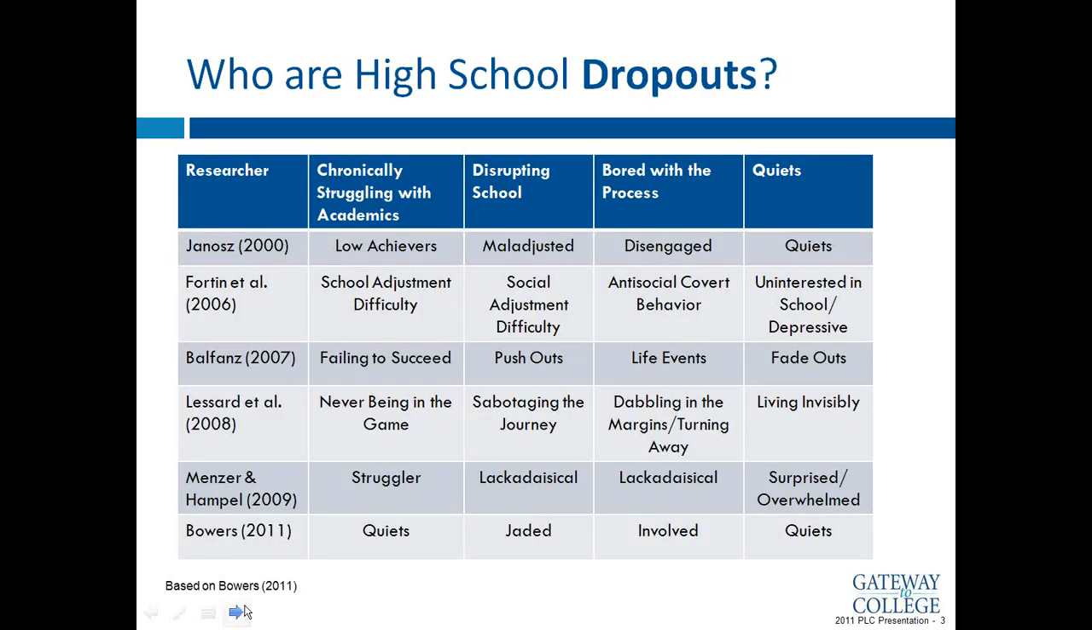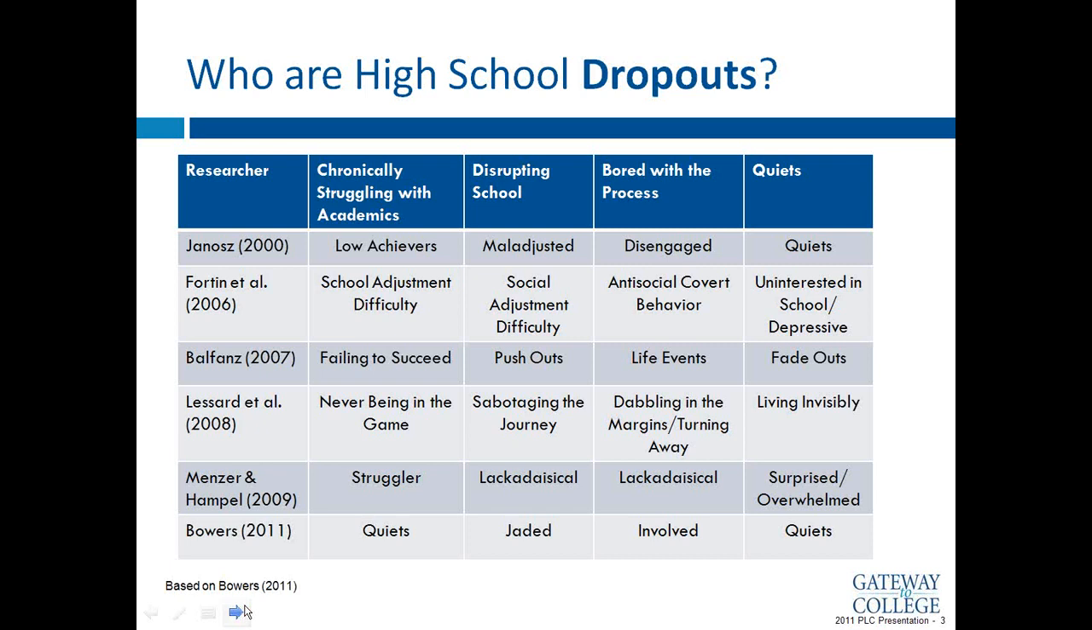Okay, so this chart that you're looking at here just gives you a brief snapshot of some of the research that's been done over the last 10 years. Up until about 15 years ago, people really thought of high school dropouts as a homogeneous group. And as all of us who have worked with high school dropouts well know, students drop out of high school for a variety of reasons, and they certainly are not identical to each other.